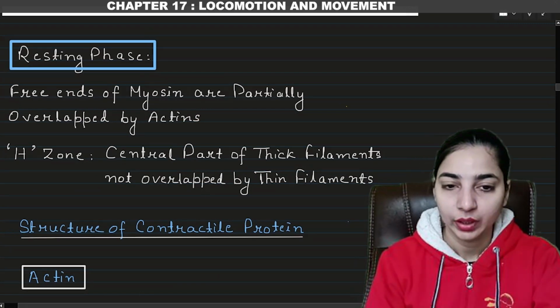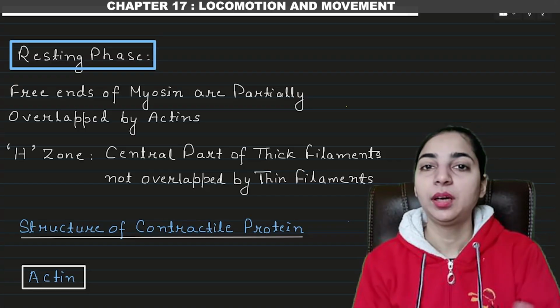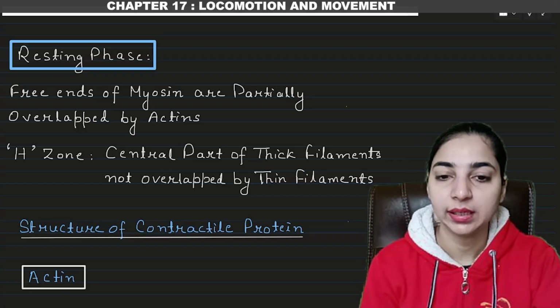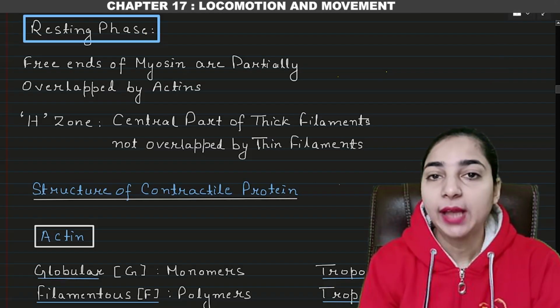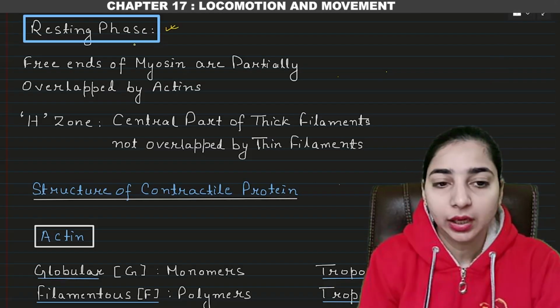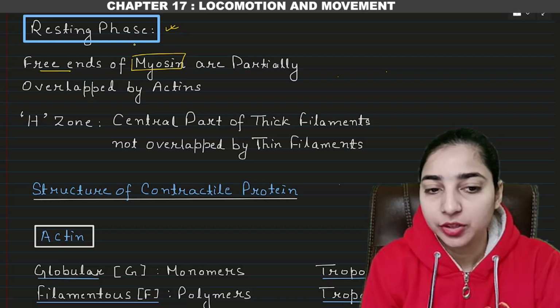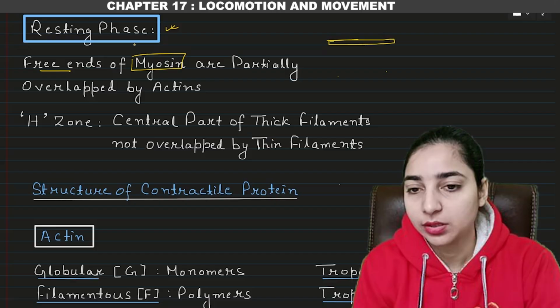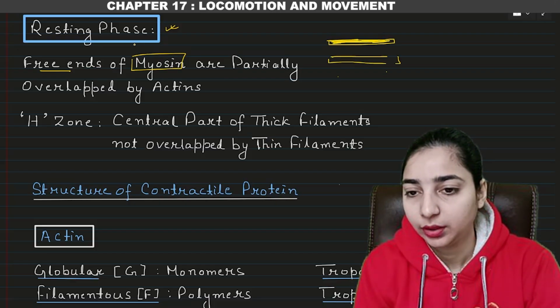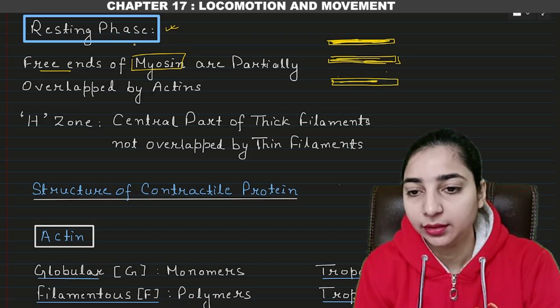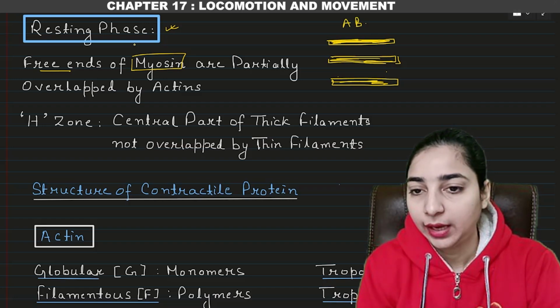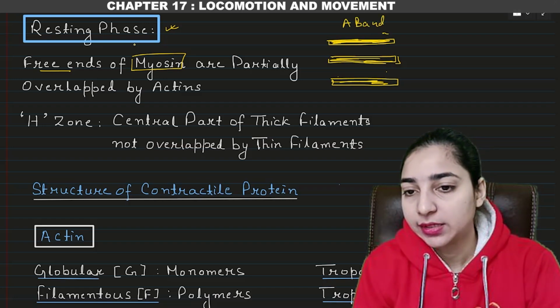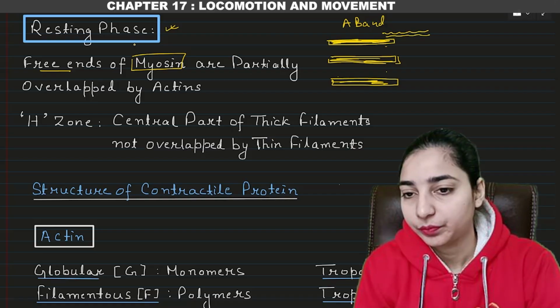Okay. So now let's see what happens when the muscle cell or muscle fiber is in a resting phase. So what happens during the resting phase? The free ends of the myosin are partially overlapped by the actins. Okay, so myosin are thick filaments like this. This is myosin. Again, this is myosin, the thick filament. So here we have the myosin. So this is the A band, right? A band. And on both the sides, the free ends are overlapped by the actins like this.